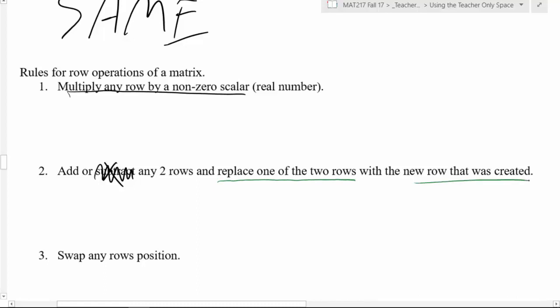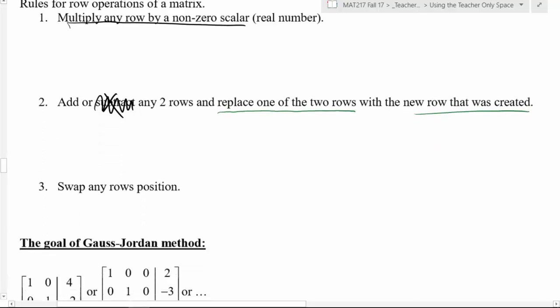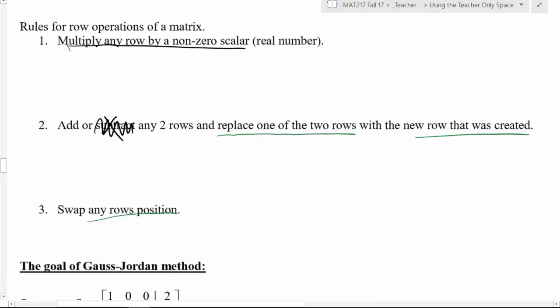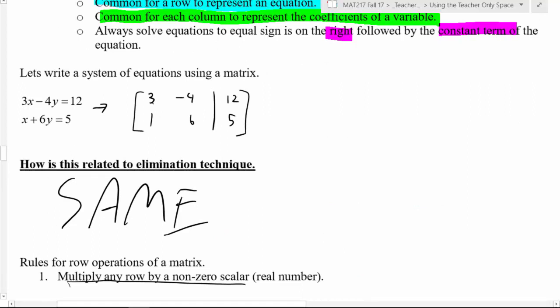It's more of a bookkeeping thing than anything, because if you kept adding new rows every time you added two together, your matrix would get huge. So this way we just replace one of the ones we already had. There's a class called linear algebra where you'd learn why that's okay and why you're not actually losing anything, but just take my word for it, you're allowed to do it. Last but not least, you're allowed to swap row positions, meaning if instead of writing the 3, -4, 12 on the top, you wanted to write it on the bottom, that's fine. It's completely arbitrary which one's on top and which one's on bottom.